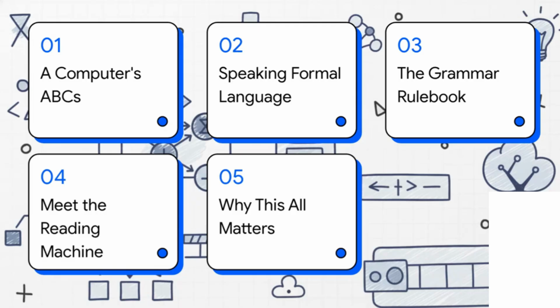So, here's our game plan. We're going to start with the absolute basics, like a computer's ABCs. Then, we'll see how those letters build up into a language. After that, we'll check out the grammar, the rule book that keeps it all in line. Then, we'll meet the little machine that actually reads the language. And finally, we'll see why any of this matters to you.